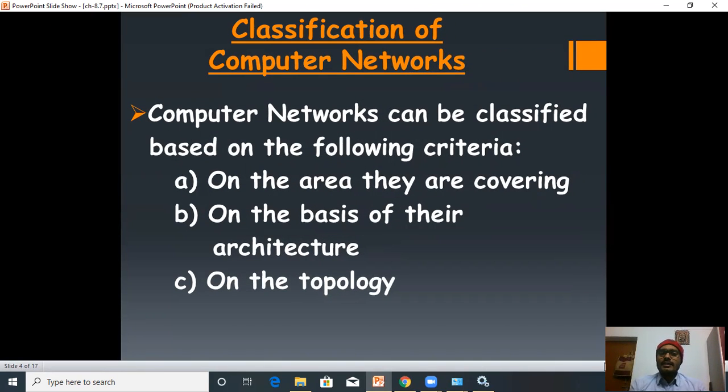So we have already discussed the classification of computer networks. Computer networks can be classified based on the following criteria. First, on the area they are covering, which has been discussed. Second, on the basis of their architecture, which I have discussed in the previous class. And third, computer networks can be classified on the basis of topology. So today I will discuss its classification on the basis of topology.